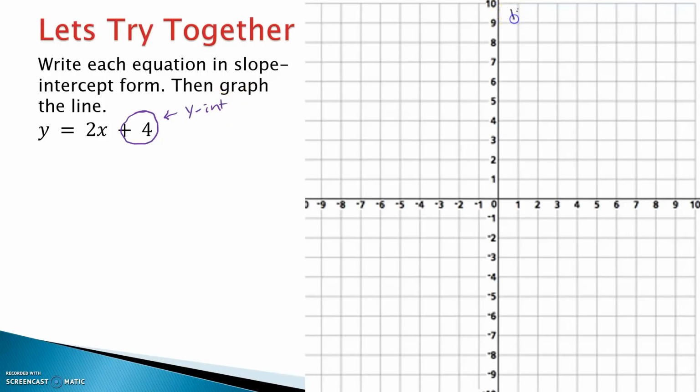So I want to start on the y-axis going up or down. It's a positive 4, so I better go up 1, 2, 3, 4. And that's where I place my first point. Okay, what I want to do next is, well, I need a minimum of 2 points for my line.